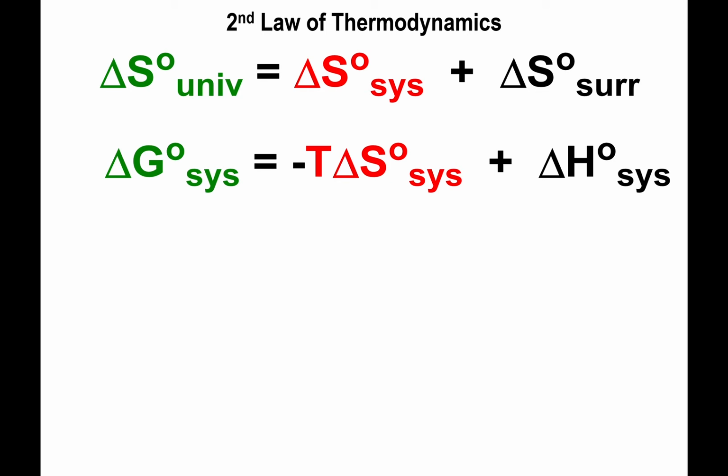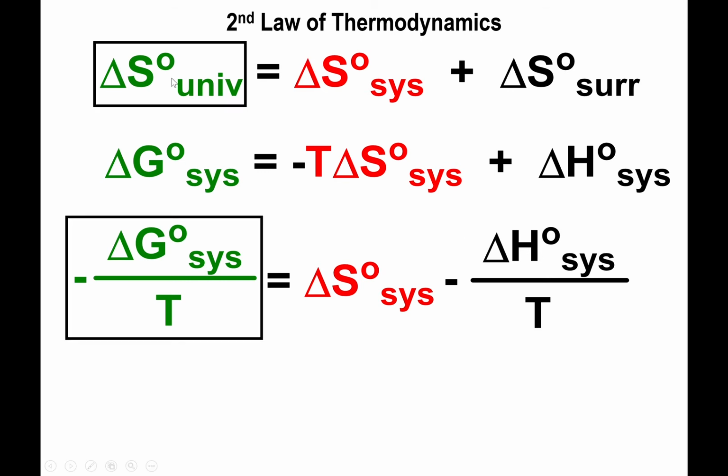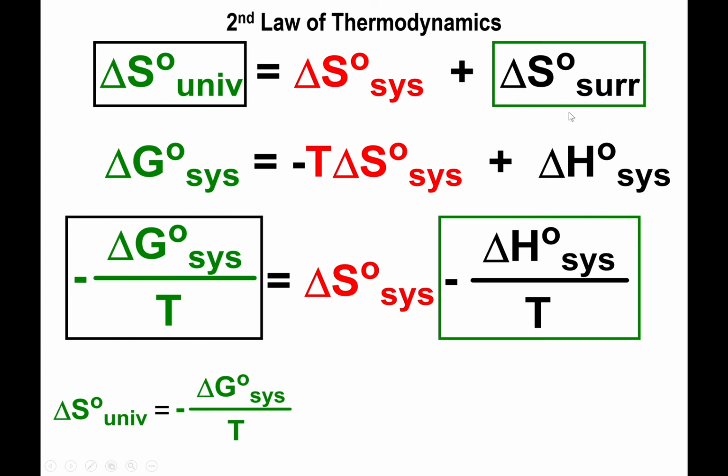So this looks kind of similar in format. In fact, if you divide both sides by negative temperature, you end up with the following equation: negative delta G system over temperature is equal to the entropy of the system minus delta H system over temperature. And although this isn't necessarily the case for other situations, here it actually works out that the entropy of the universe is literally equal to the negative delta G system over temperature. And the delta S surroundings is also equal to negative delta H system over temperature.